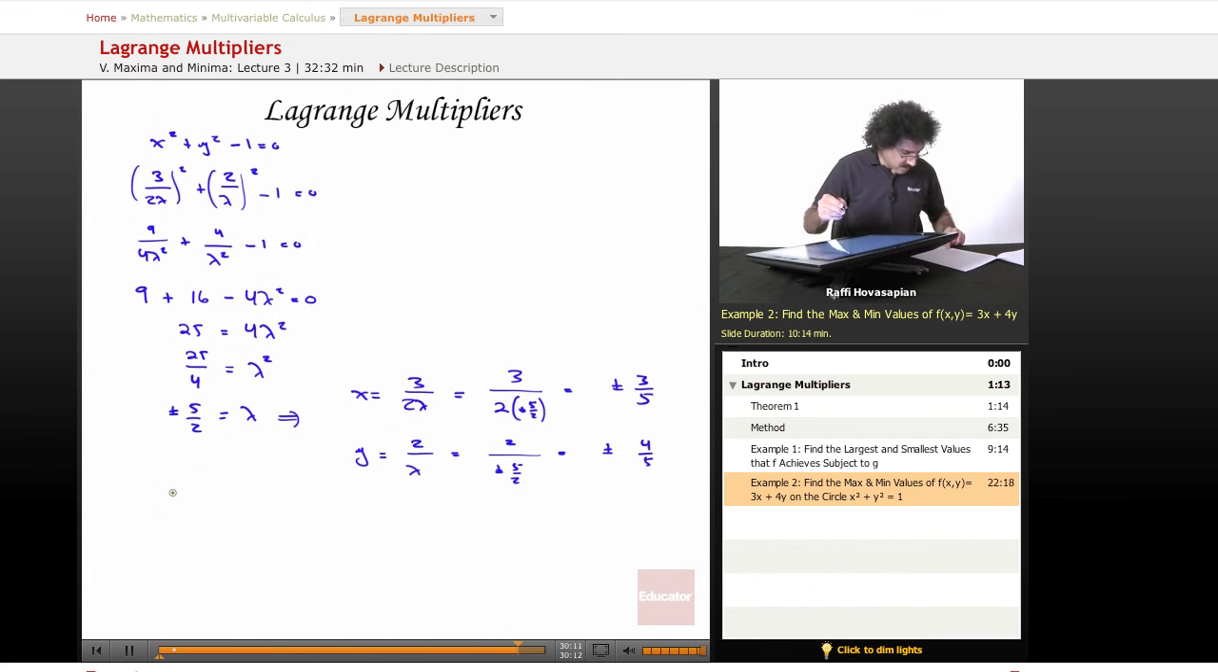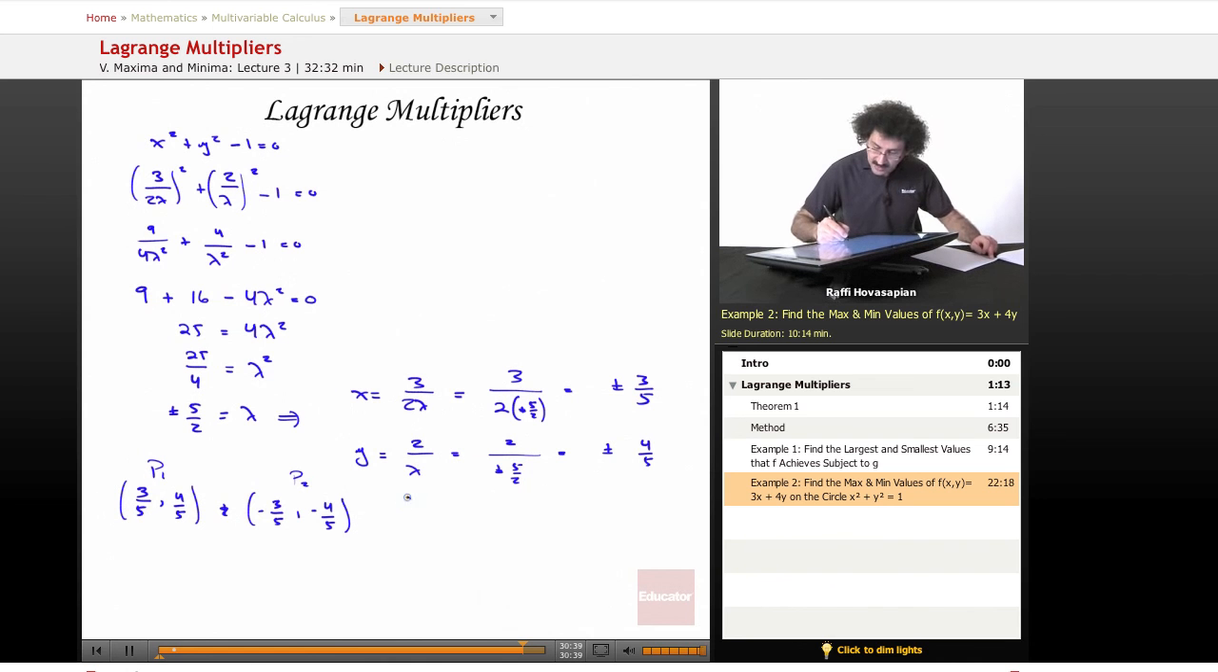let's see, so 3/5 and 4/5, that's one possibility. And minus 3/5 and minus 4/5, that's the other possibility. Okay, so let's just call this P1 and let's call this P2.